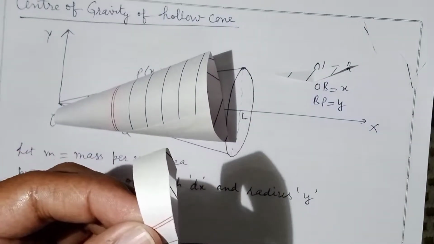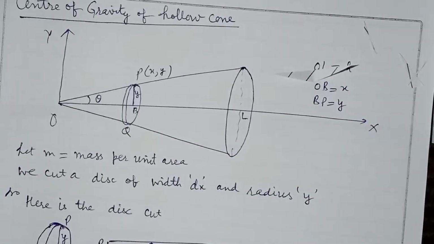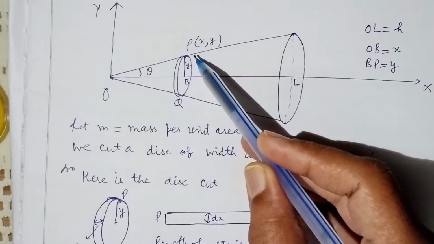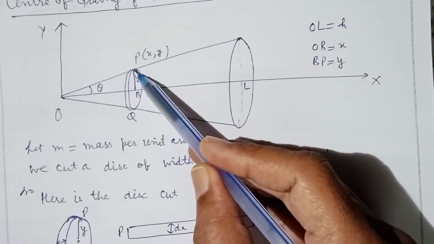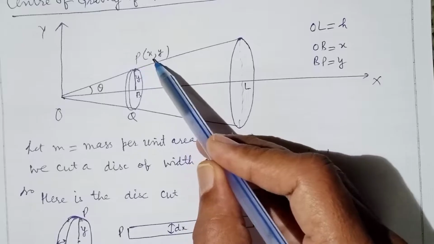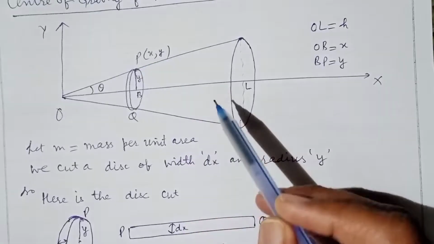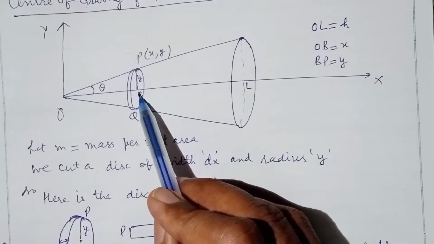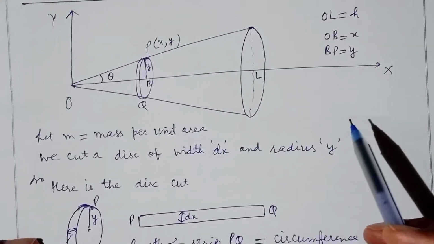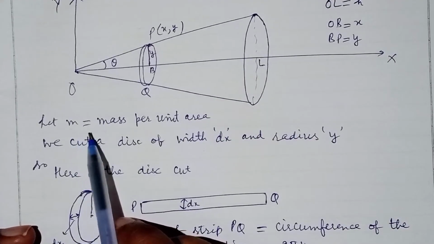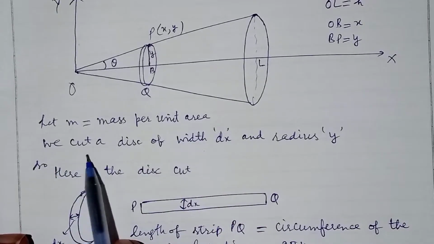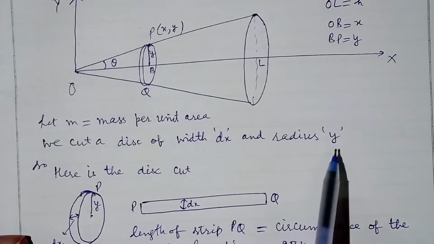Suppose, now again see at the diagram. This is the disc and we take a point P on the surface of the cone, and the coordinates of the point P are x and y. So from O to B distance is x and the vertical distance from B to P is y. Right. We take m as mass per unit area, and I have written it. We cut a disc of width dx and radius y.